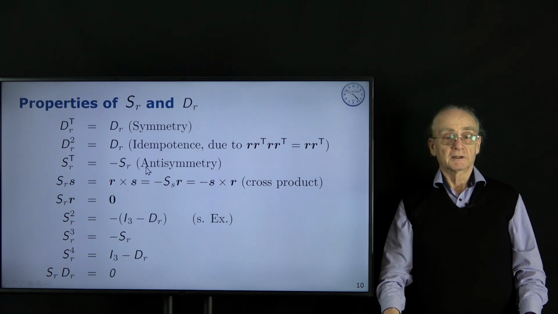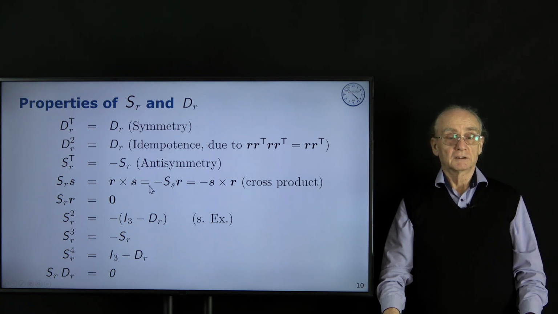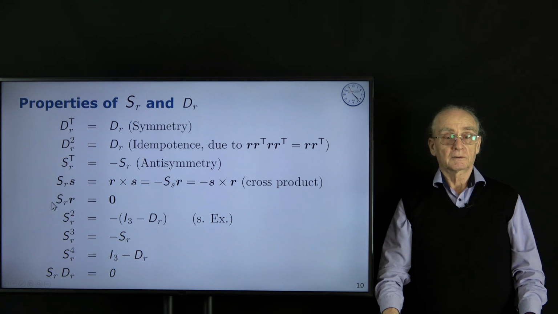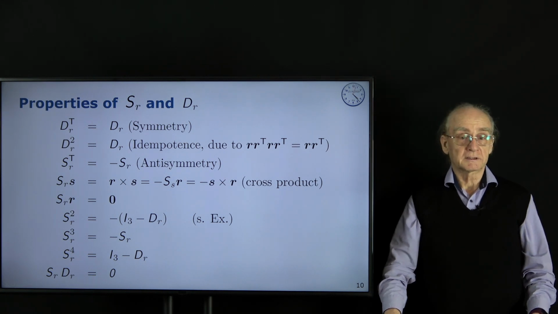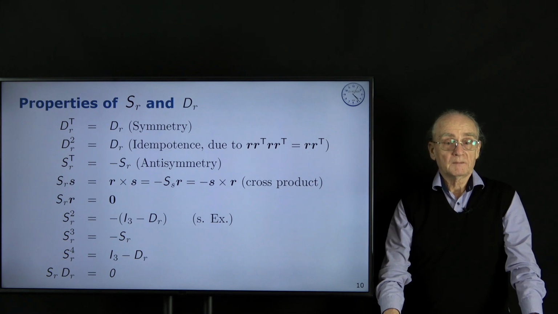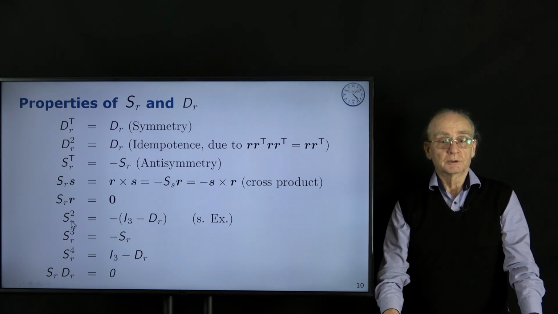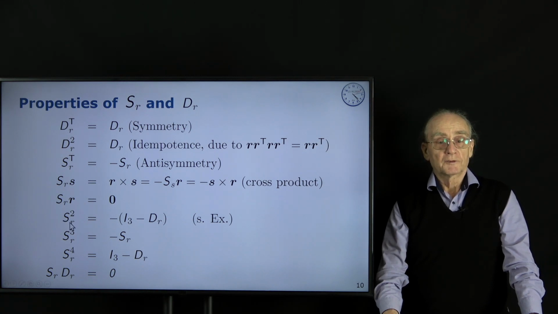We have seen already that S is antisymmetric, and it is related to the cross product. So if we multiply the matrix S_R with this vector R, it's a cross product of two identical or parallel vectors, and of course this is 0. Then we have an interesting relation, which I leave as an exercise, that the square of S_R is identical to minus the unit matrix minus D, so S_R squared is a symmetric matrix.